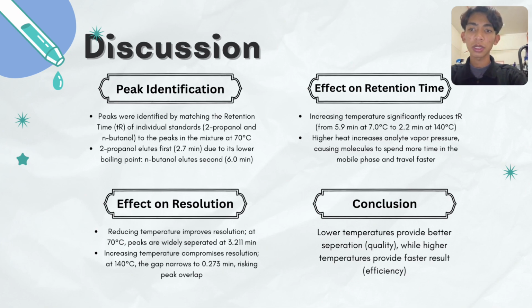Reducing temperature improves resolution. For instance, at 70 degrees Celsius, peaks are widely separated at 3.211 minutes. Next, increasing temperature compromises resolution. At 140 degrees Celsius, the gap narrows down to 0.273 minutes, risking peak overlap. In short, lower temperatures provide better separation, while higher temperatures provide faster results.